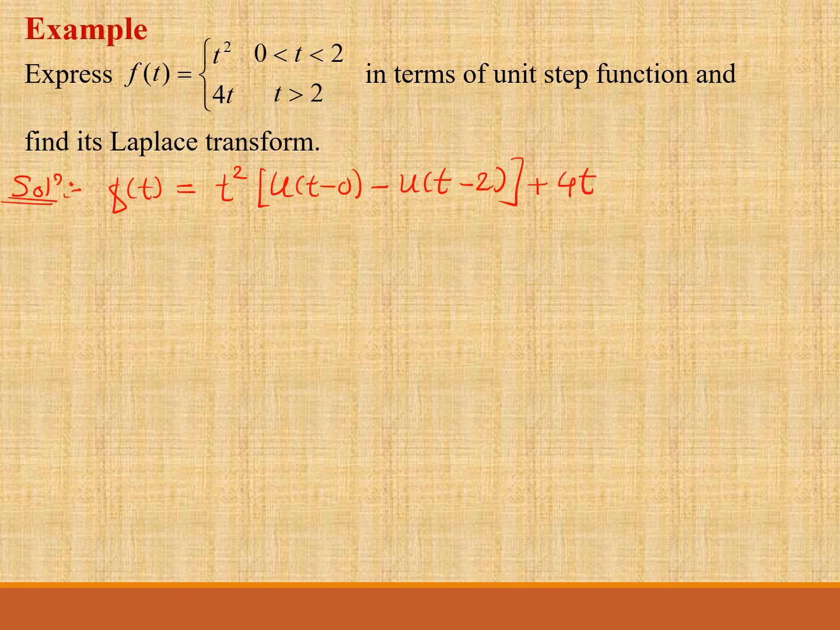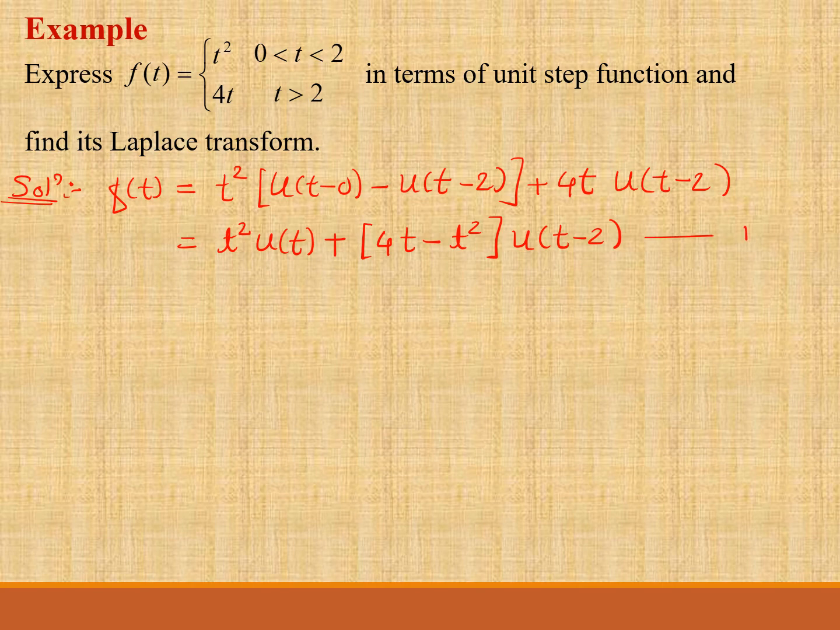Next, the value of the function f of t is 4t, that is for the interval t greater than 2. So here it is 4t into u of t minus 2. Now rewrite it as t square into u of t plus 4t minus t square, and take out u of t minus 2 common. So this is equation number 1, and we have completed the solution partially because we have expressed f of t in terms of unit step function.